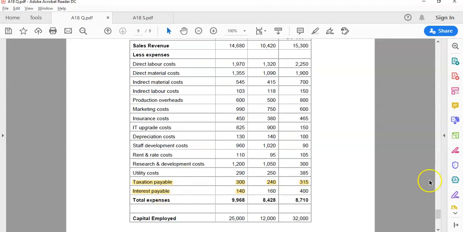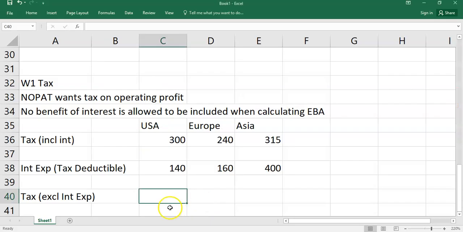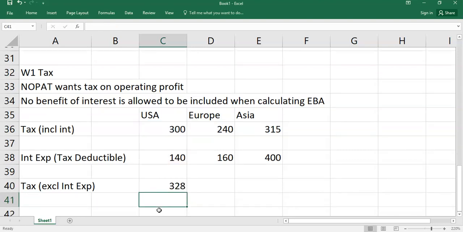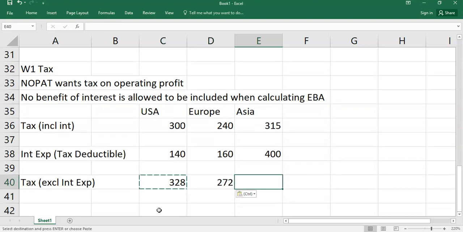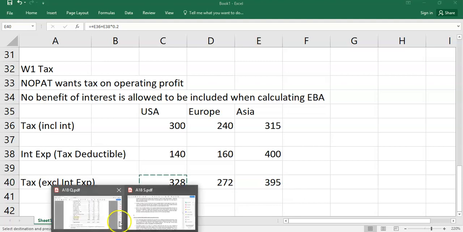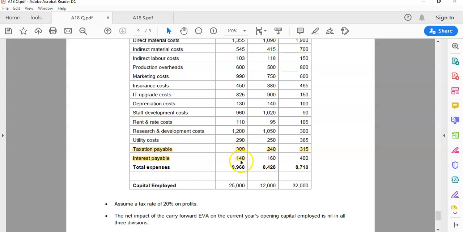And we know the tax rate in the question we're given is 20%. And how you get it is you start with the tax bill and you add back the expense times the tax rate. So your tax bill, if you didn't have a deductible interest expense, would have been 328, 272 and 395. And that's the adjustment you'll always have to make if the tax is given to you already. If the tax figure is not given to you already, then all you do is multiply the operating profit times the tax rate. But the fact they've computed tax already, then you have to adjust it for the interest expense, which is not allowed to be included when you're calculating tax for EVA.